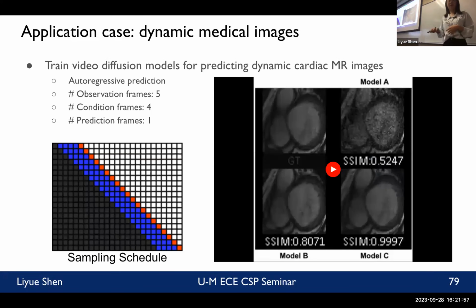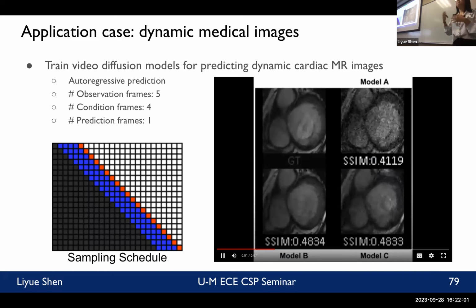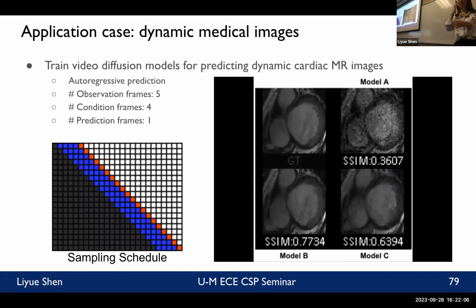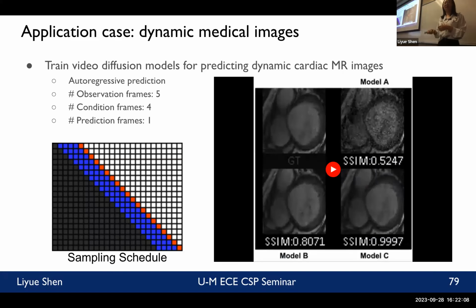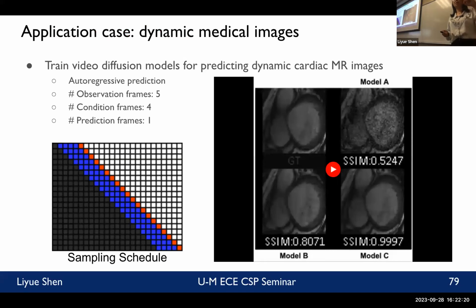And there are some other examples from ongoing research work on dynamic MRI images. These are video diffusion models we're training to predict dynamic cardiac MRI images. For example, we give the first 5 frames to the model as conditional frames and try to predict the other frames, and in this autoregressive way we can get the whole video of the cardiac images, even though only the first frames are given as ground truth.